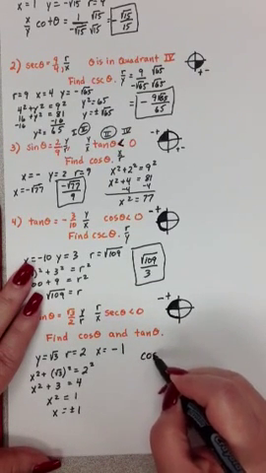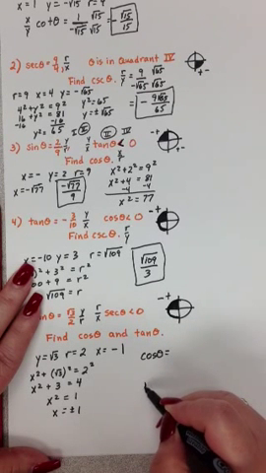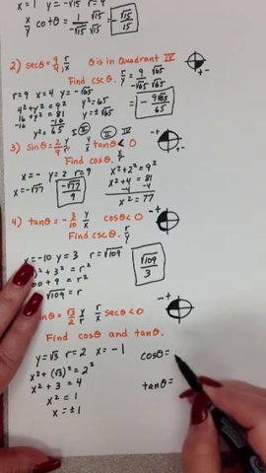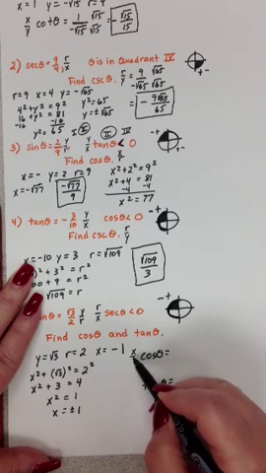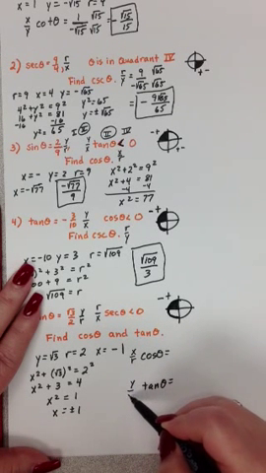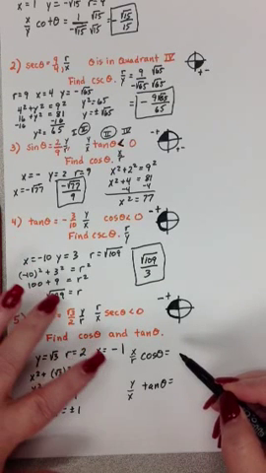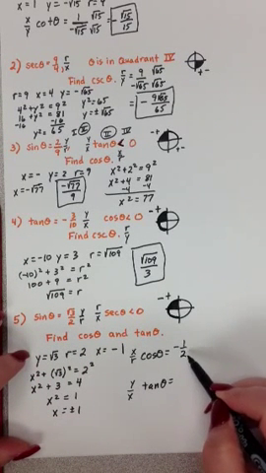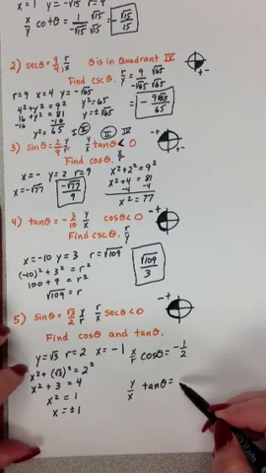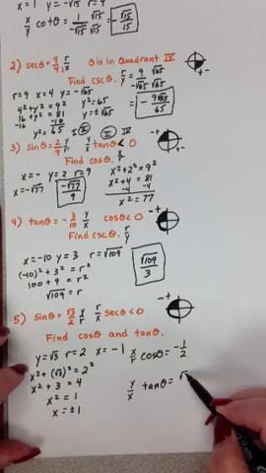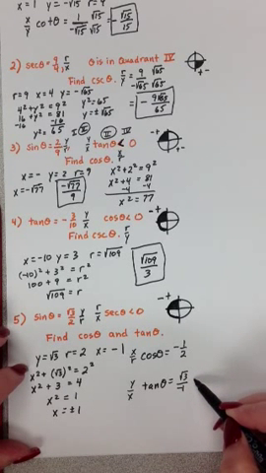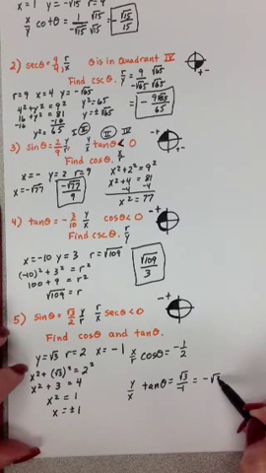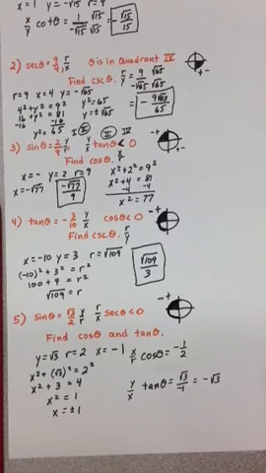They asked me for two things. They said, what's the cosine of theta, and what's the tangent of theta? I know cosine is x over r, and I know tangent's y over x. So now I know x, y, and r. This will just be negative 1 over 2, and y over x, this will just be square root of 3 over negative 1, which is just negative square root of 3. Anything over 1 is just itself.